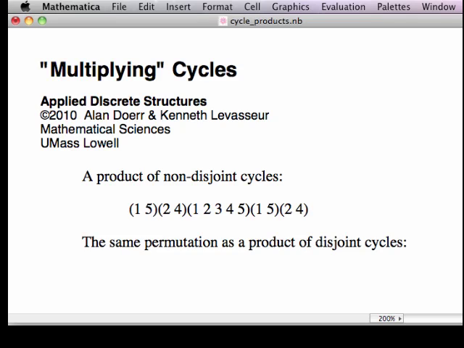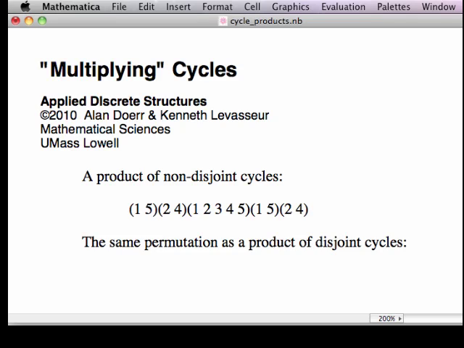In this video, I'm going to do one thing. I'm going to show you how to reduce the product of non-disjoint cycles to the product of disjoint cycles. So here we have a product of several cycles, and since some numbers appear more than once, this is non-disjoint.